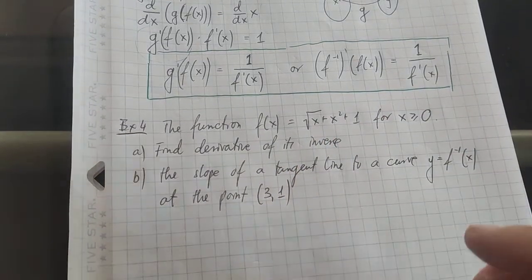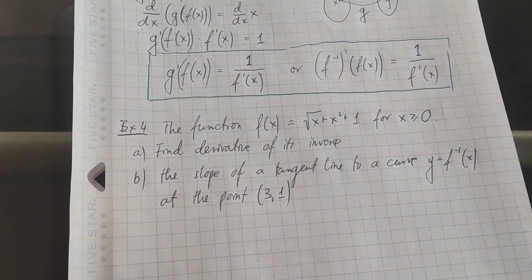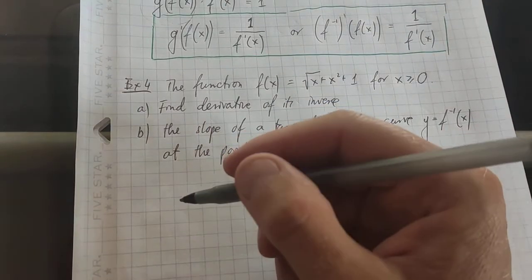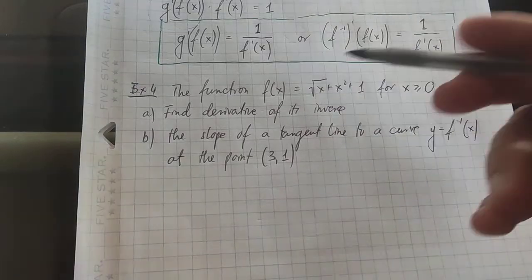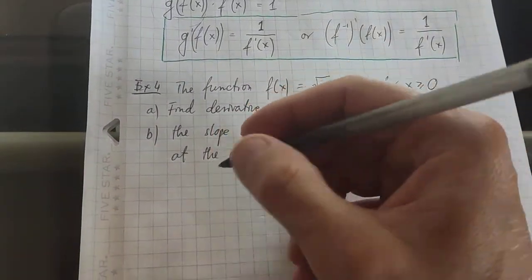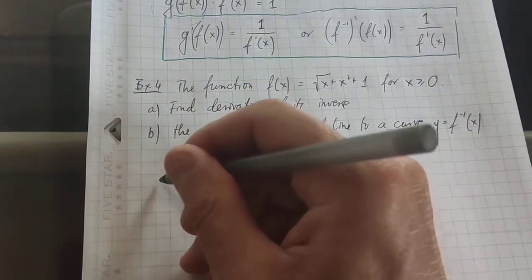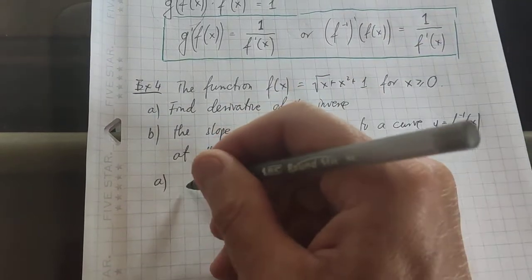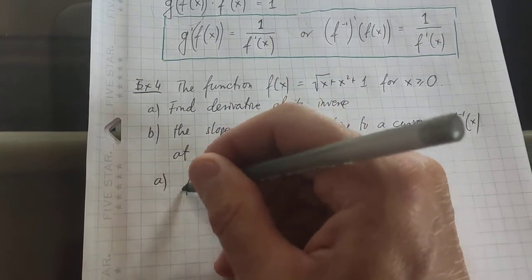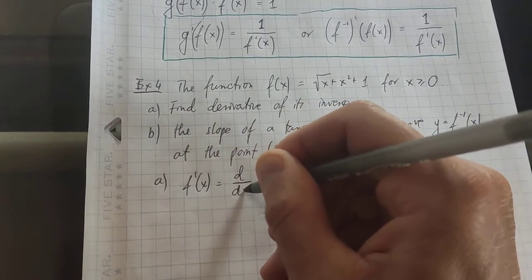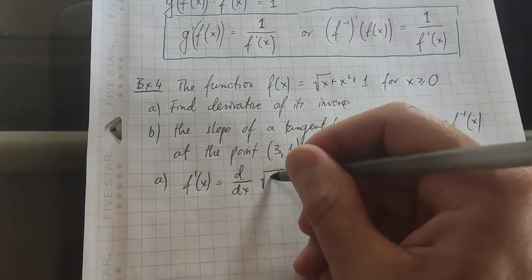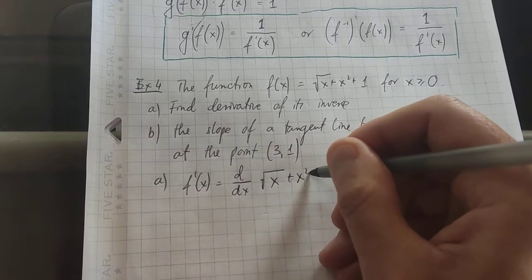Okay, so we have our formula. It's this one here, so I'm not going to rewrite it. What I need to do is take a derivative of the original. So f prime of x, d over dx of x plus x squared plus 1.